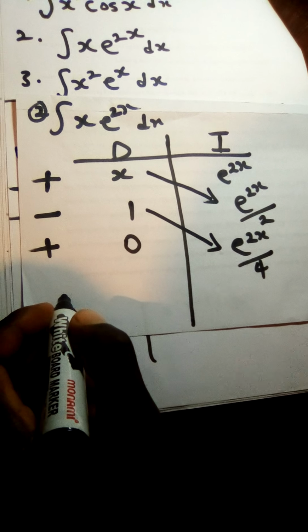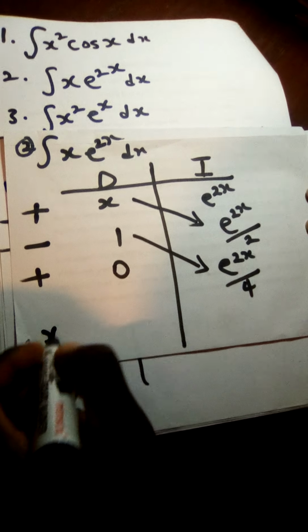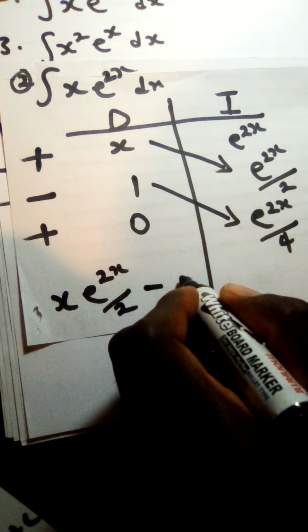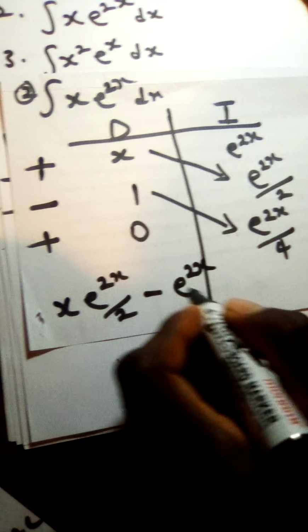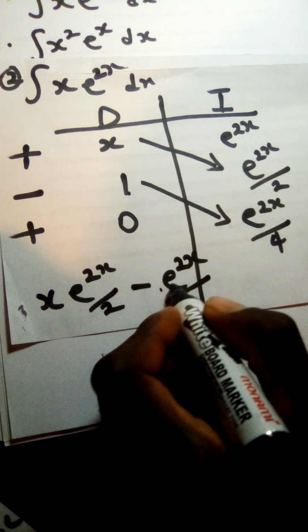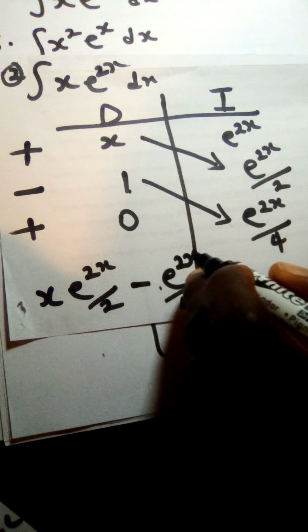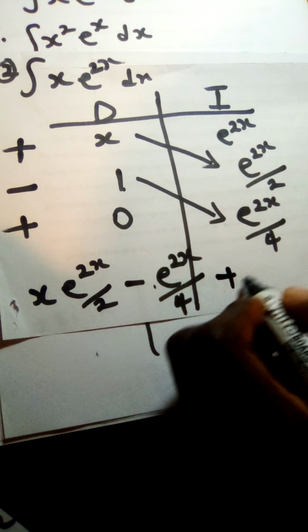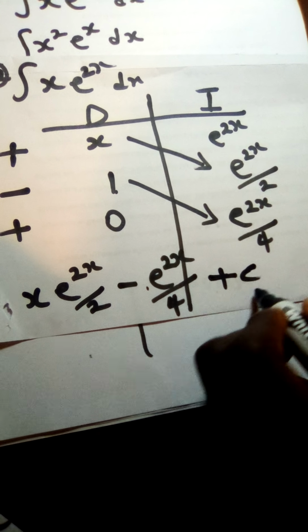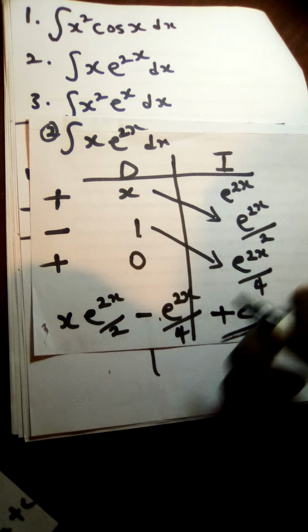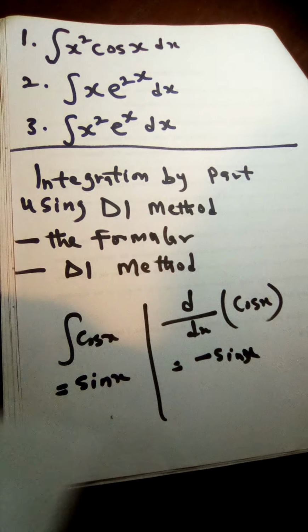That's all. Now the final answer is x exponential 2x over 2, minus will come. Now we're having exponential 2x over 4. We know this is 1, and 1 times this will also give us exponential 2x over 4. Then plus c. Don't forget to add your plus c to show that it's an integration question. So that is the answer for question 2. Now move on to solve the last question.